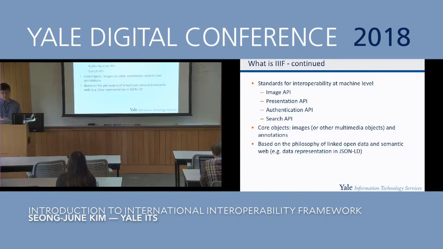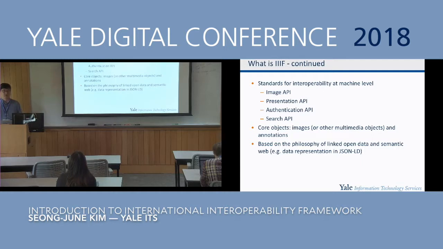So they define the image API, presentation API, authentication API, and search API. The first two are pretty much established and widespread, and authentication and search are still kind of in the works, so not everybody is using them.